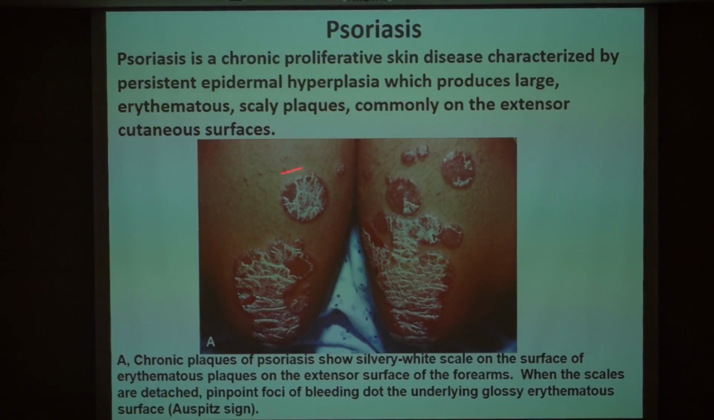And you'll have to have a good understanding of psoriasis, and how a patient can present with chronic plaques, which show a silvery white scale on the surface of the erythematous plaques, and it's normally on extensor surfaces. And when these white scales are detached, you have little pinpoint foci of bleeding that are dotted, and if you know from the class, I was telling you that these are the papillary blood vessels that you've uncovered when you take off these silvery scales. And that's called Auspitz sign.